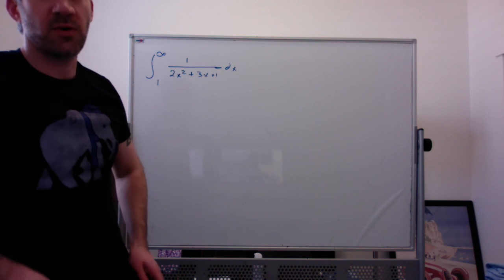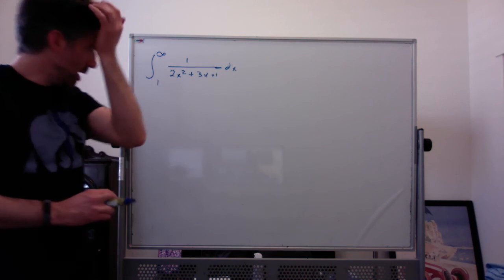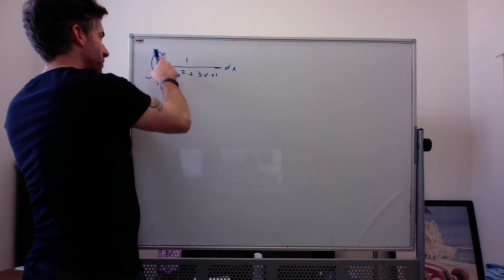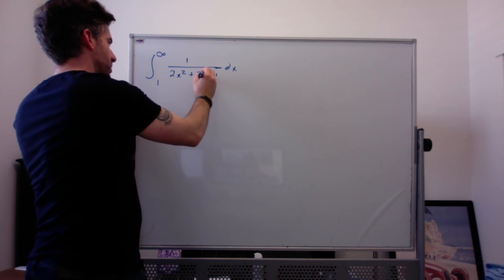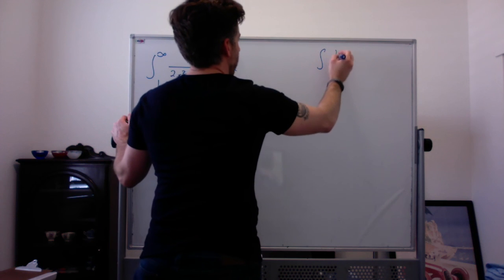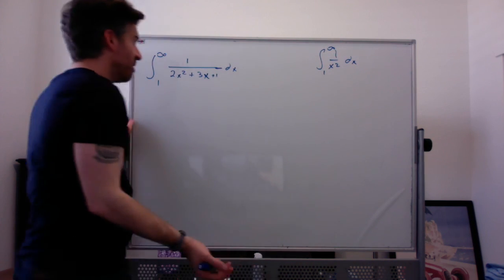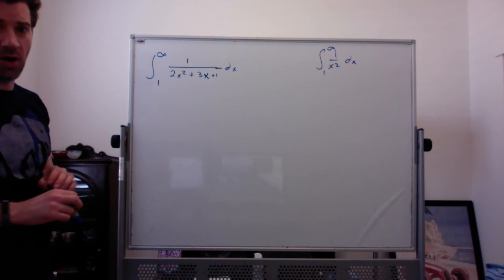Another partial fractions problem, but it also is improper. And so here's what I'm going to say before I even do this problem, which is the integral from 1 to infinity of 1 over 2x squared plus 3x plus 1. I know the integral of 1 over x squared from 1 to infinity converges. And this looks like it's actually smaller, right?